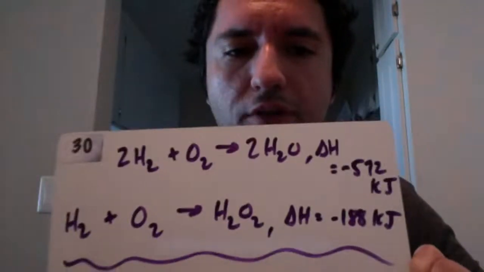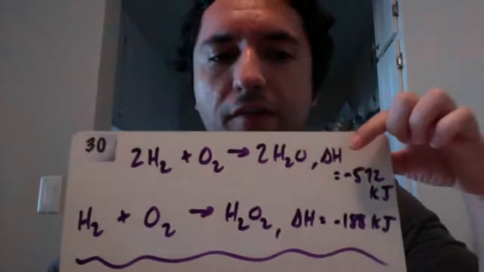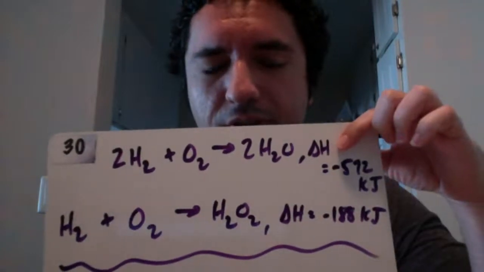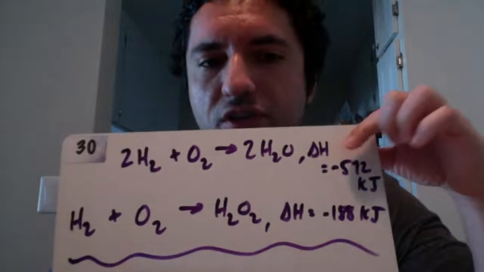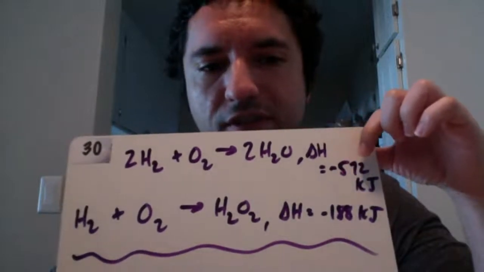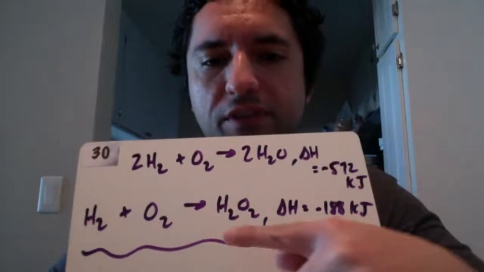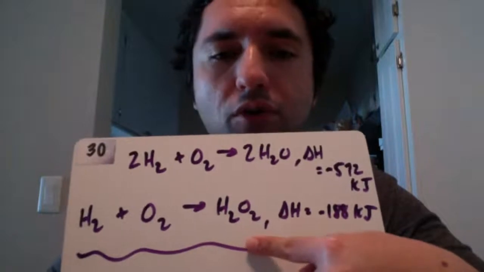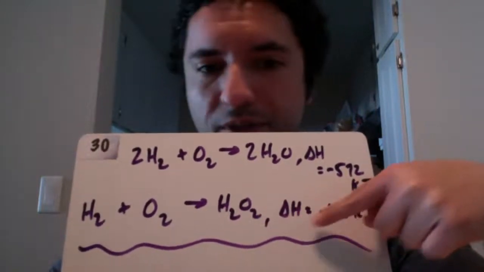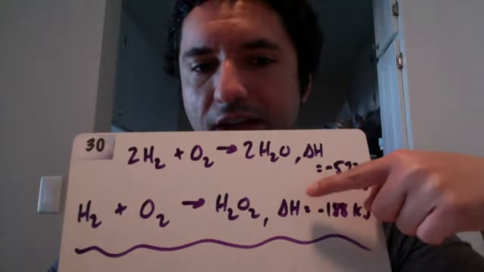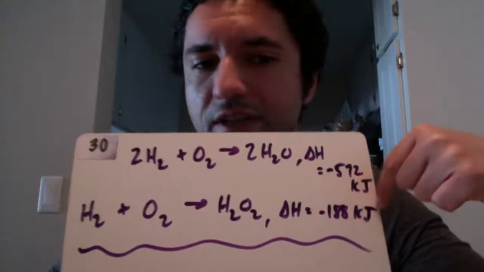All right, so the first one here is the synthesis of water. And for that chemical reaction to happen, it's exothermic, so the change in enthalpy is negative 572 kilojoules. And the one down here is the synthesis of hydrogen peroxide, H2O2. It's also exothermic because it's negative, and it has a change in enthalpy of negative 188 kilojoules.